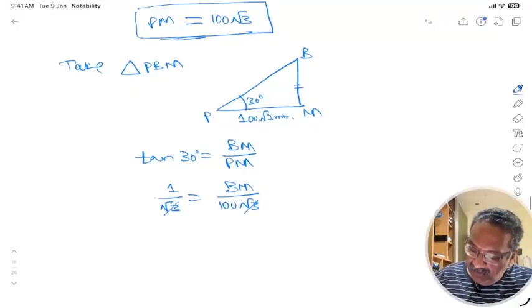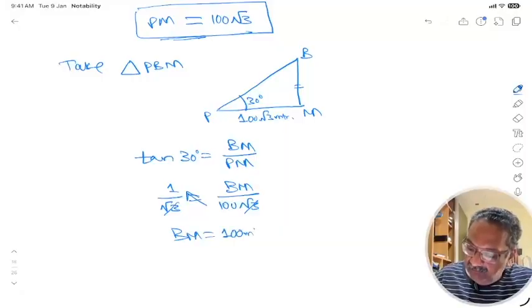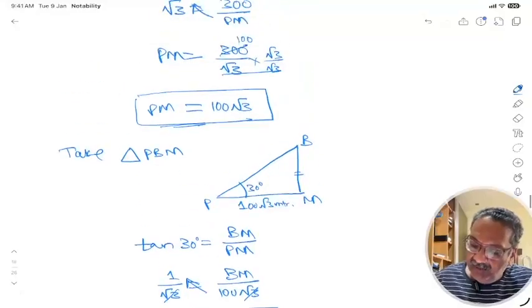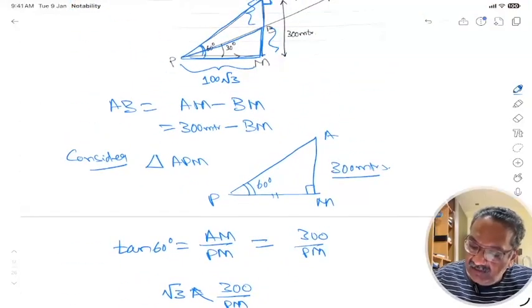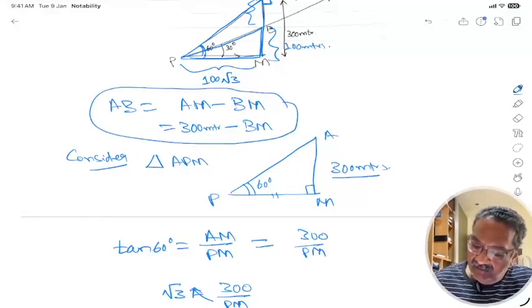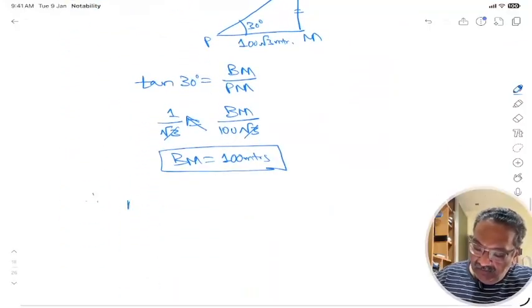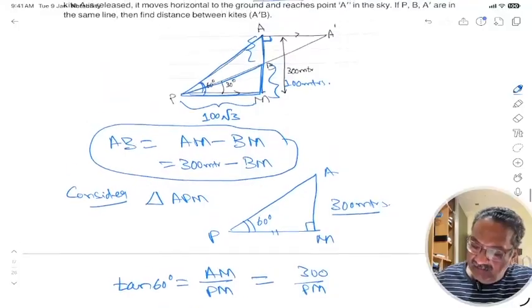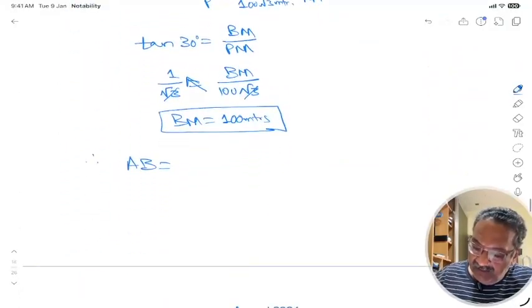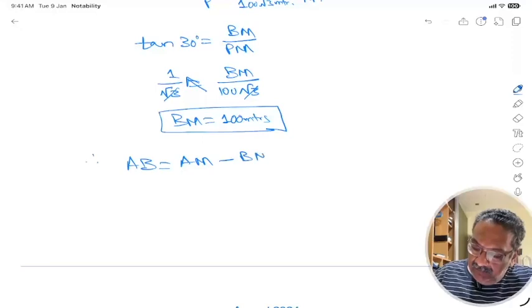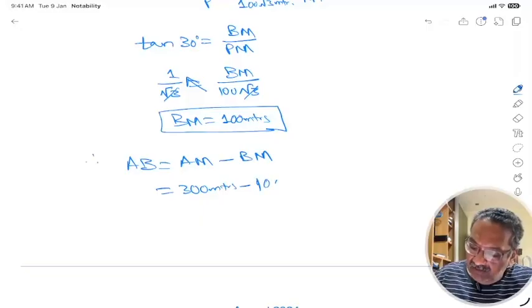Okay, so root 3 cancels. When this goes to the other side, BM is equal to 100 meters. So we got BM. How much is BM? We got this as 100 meters. Okay, now BM is known. Therefore AB will be equal to, distance AB is nothing but AM minus BM. AM is given to be 300 meters and BM we have found as 100 meters. Therefore AB is equal to 200 meters.